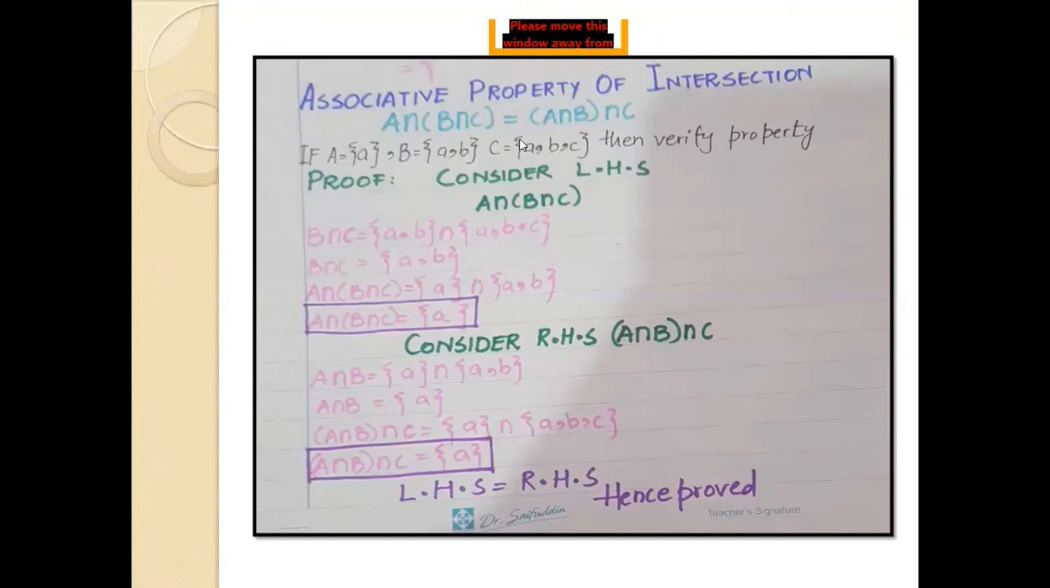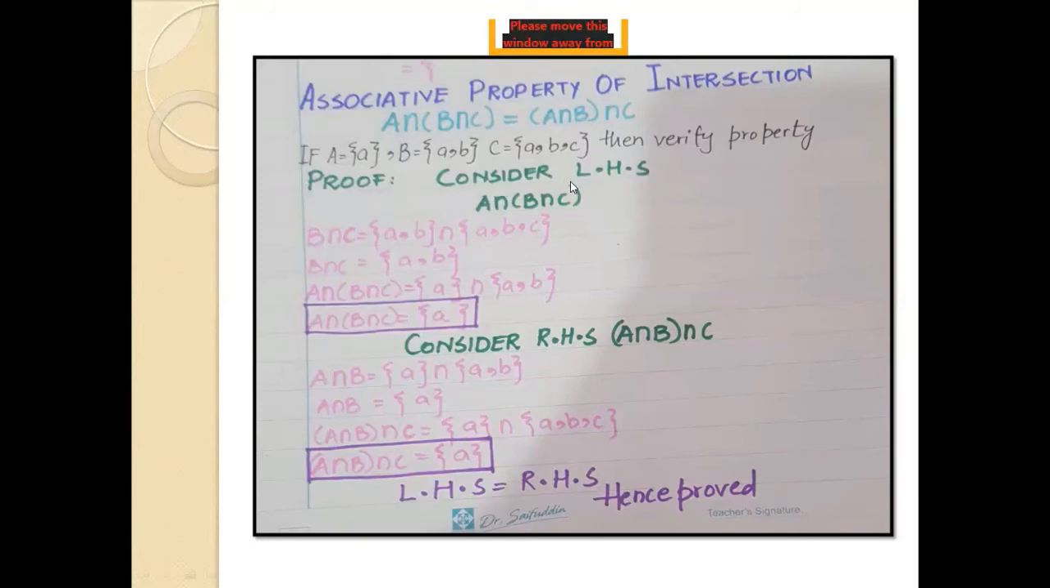This is property number 4, associative property of intersection. Here we are considering set A contains element A, set B contains elements A, B, and set C contains elements A, B, C. Then verify the associative property of intersection. Again we are using the heading of proof instead of solution.